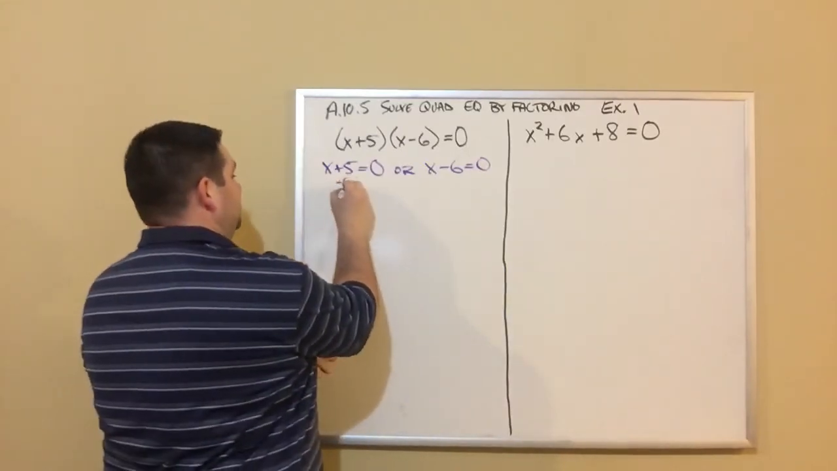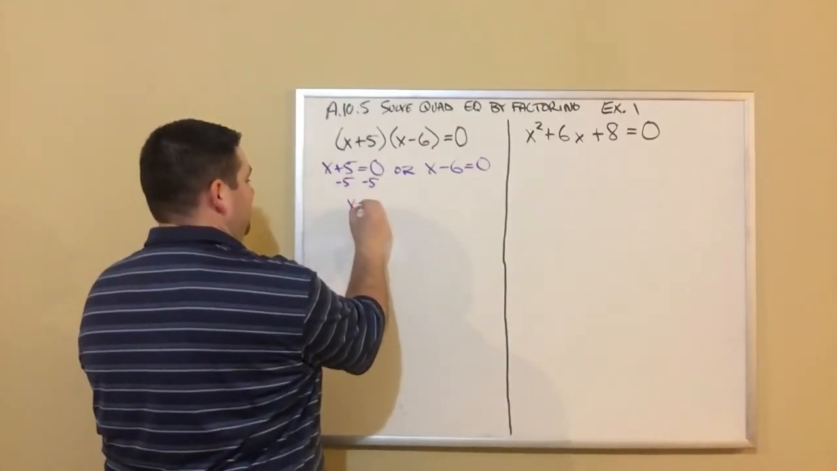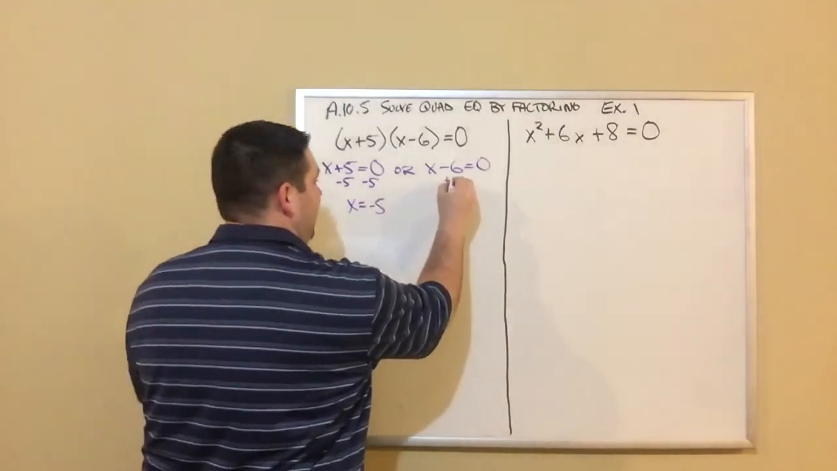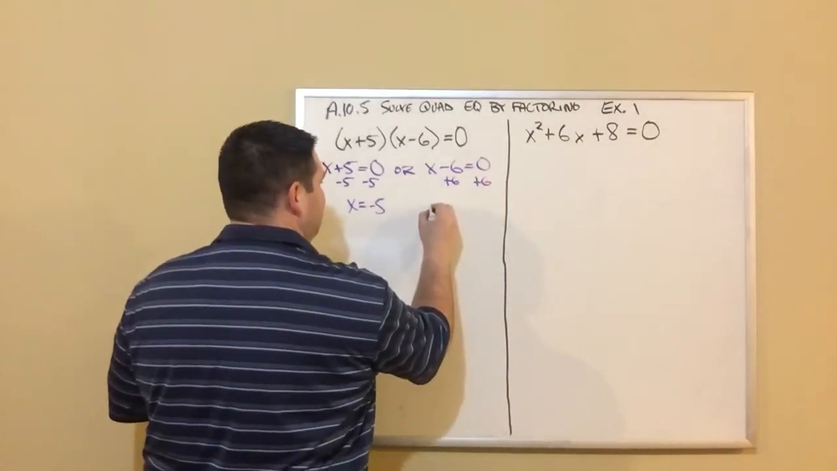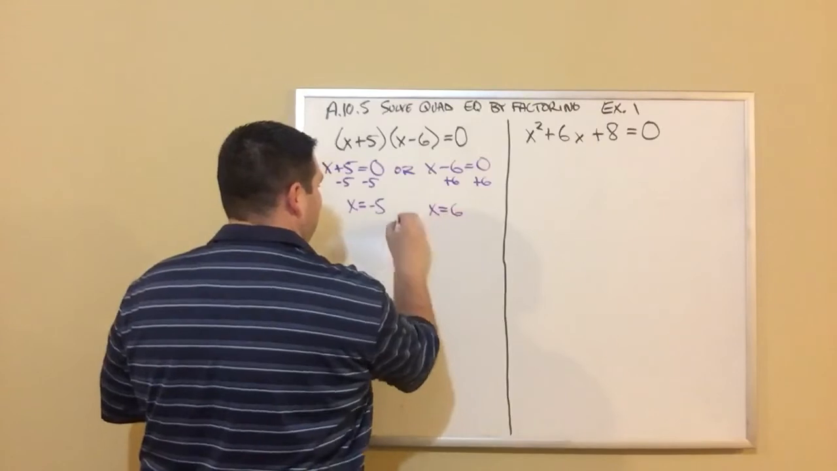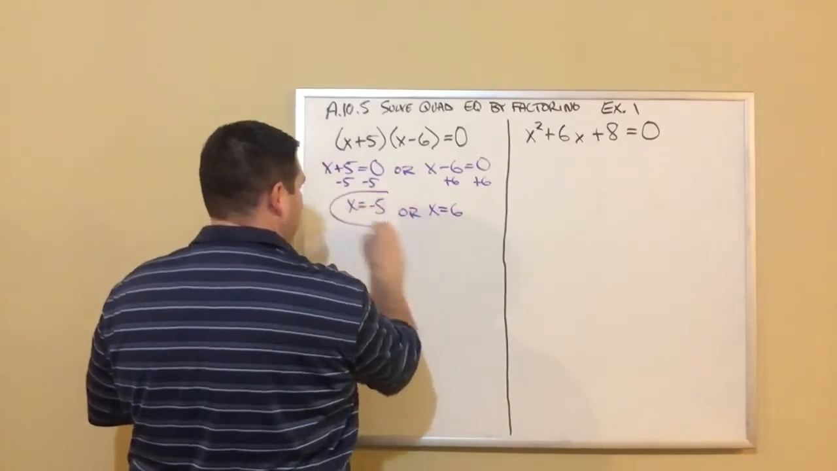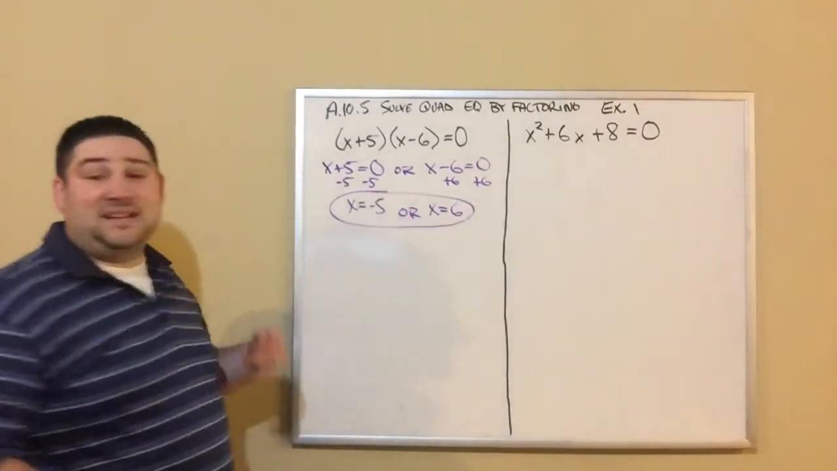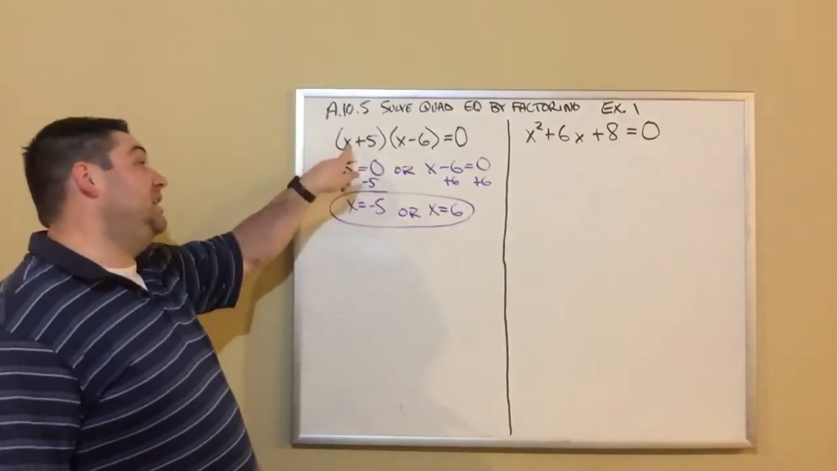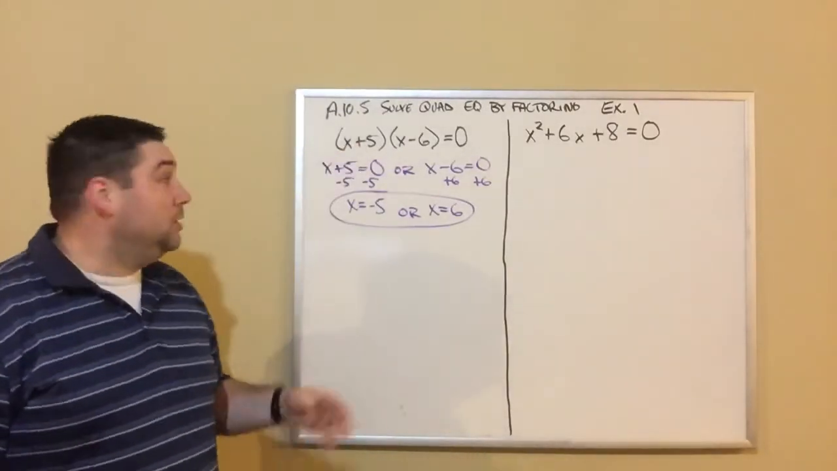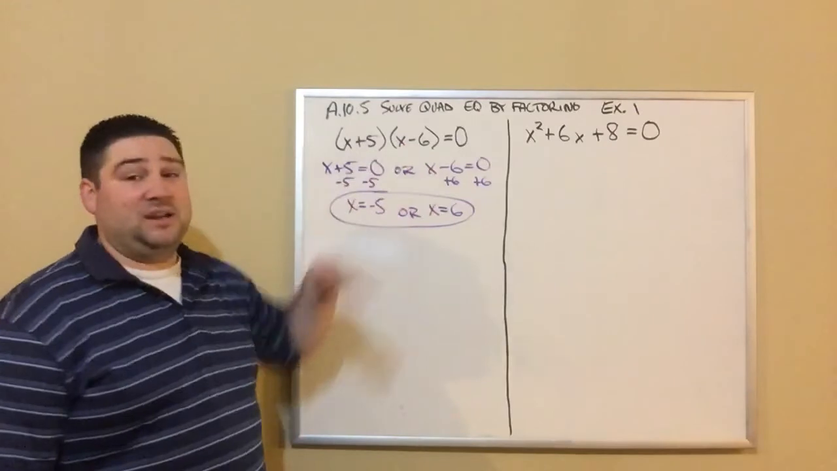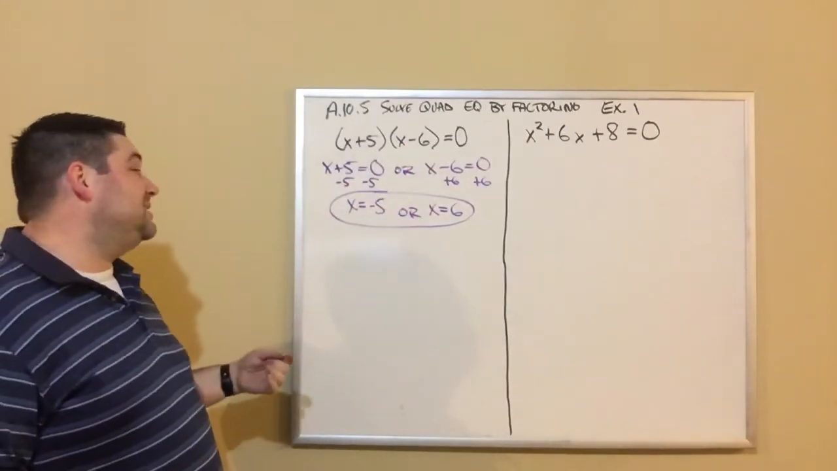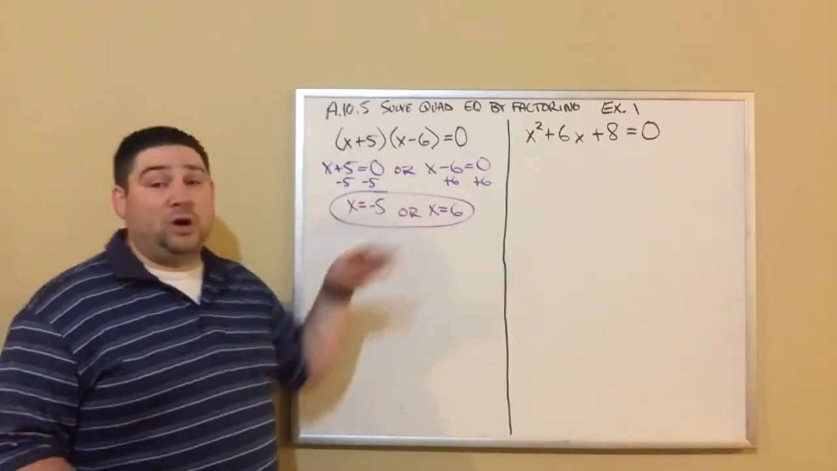So the first one, just subtract 5, x equals negative 5. Second one, add 6. We get x equals 6. And that is our answer. Either x has to equal negative 5 because if we plug it in, negative 5 plus 5 is 0. Or x has to equal 6 because 6 minus 6 is 0.